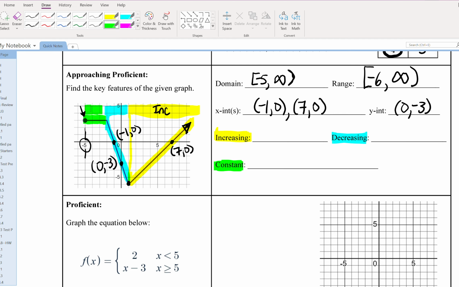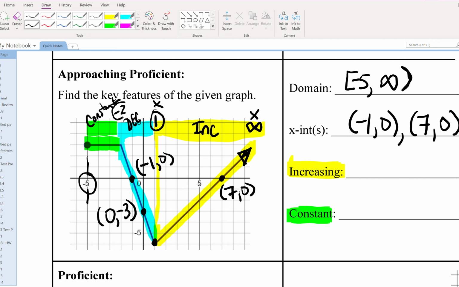Let's label these again. This is decreasing. And this is constant. And then over here on the right, this goes to positive infinity. Remember, these are x values. This x value here is where x equals 1. And then, again, x values. Here, x is -2. And then over here, x is -5.